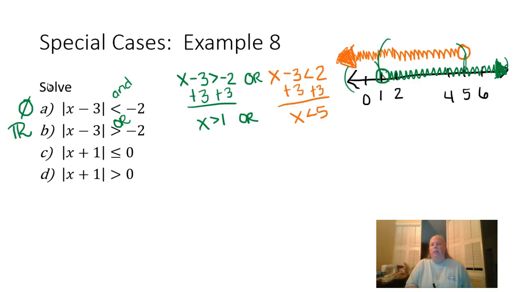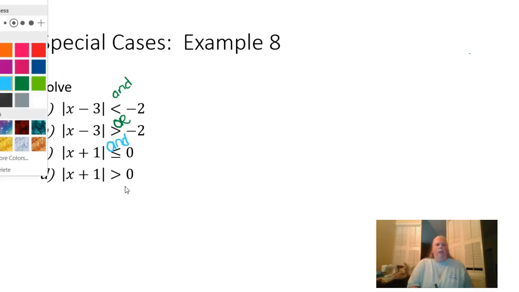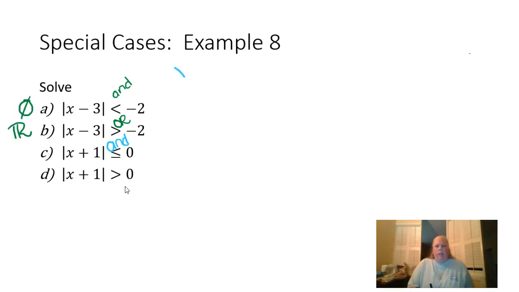All right, let's take a look at problem C. We've got the absolute value of x plus 1 is less than or equal to 0. Once again, I notice that the absolute value of x plus 1 less than or equal to 0 is going to turn into a compound inequality separated by the word and. And I know it's and because of the less than sign, right? All right, let's set up our inequalities. The first one is going to be x plus 1 is less than or equal to 0.